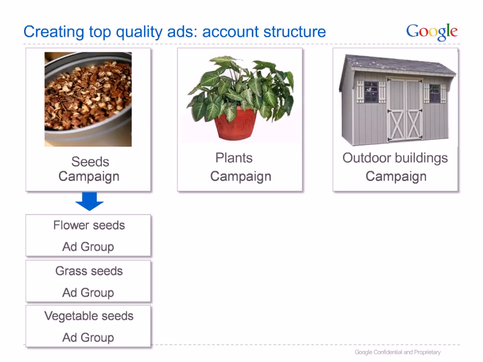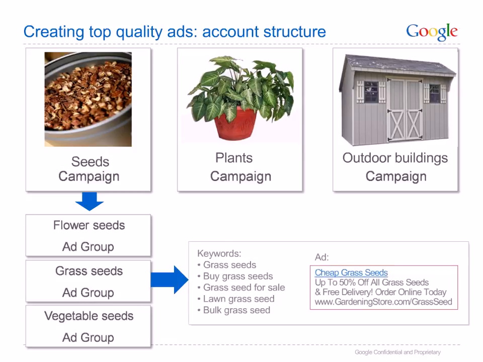Each of these ad groups will have very specific keywords and ads. So when a user searches for grass seeds, they'll see this ad which is directly related to their search. And when they click on the ad, they'll be directly taken to the page of the site about grass seeds. Why not review your website today and decide how to organise your AdWords account so your ads are as specific and relevant as possible?